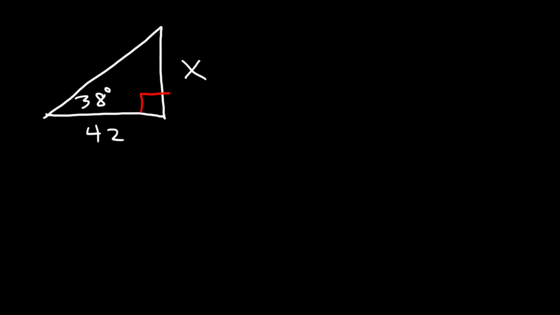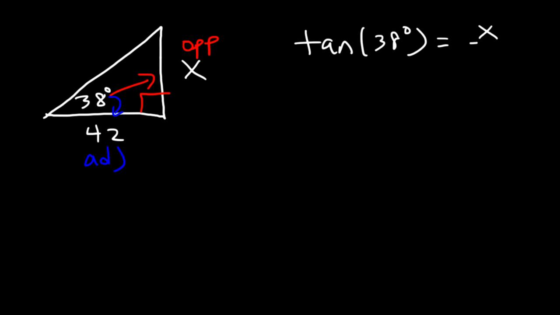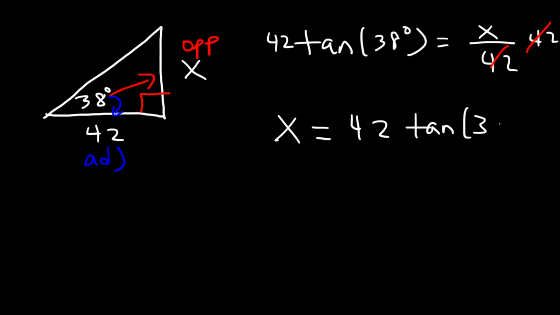Well, relative to 38, we have the opposite side, which is x, and the adjacent side, which is 42. So tangent, we know it's opposite over adjacent. So therefore, tangent of the angle 38 degrees is equal to the opposite side x divided by the adjacent side 42. So in order to get x by itself, we need to multiply both sides by 42. So these will cancel. So therefore, x is equal to 42 tangent of 38.